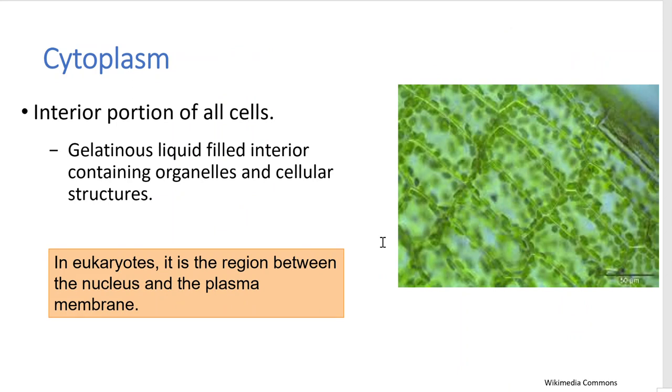in all types of cells, and it's going to be kind of that interior portion of the cell. So where you find structures inside of the cell, so things like your ribosomes, your nucleoid, or your nucleus. You're also going to have all of those encased within this kind of gelatinous liquid filled interior.